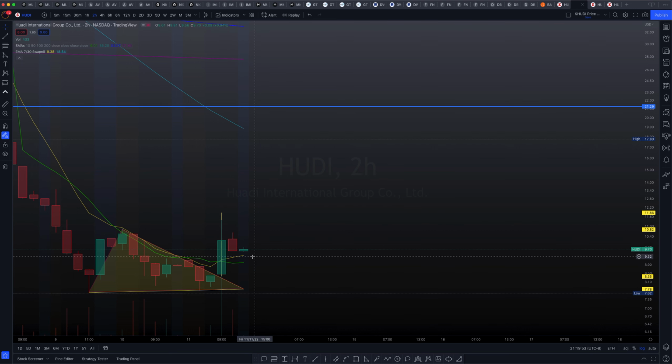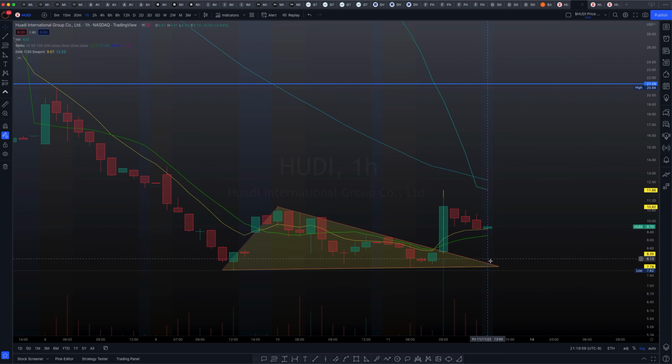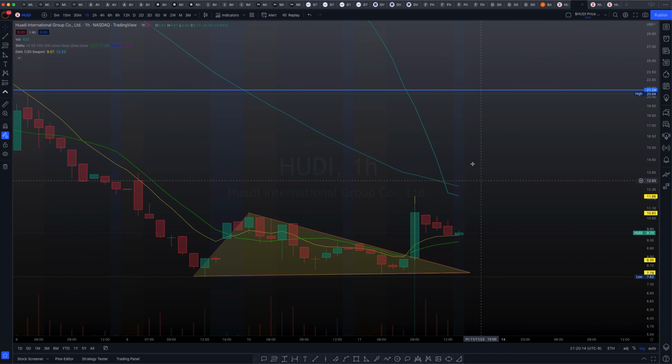There are a couple of things that I've noticed here, but they are not absolutely necessary. Usually, breaking out of a triangle means that we need a retest of the newly converted resistance into support before a continuation onto the upside. We do have 2 primary moving averages. Remember the SMA 10 and the EMA 7 as a form of support for us to continue.